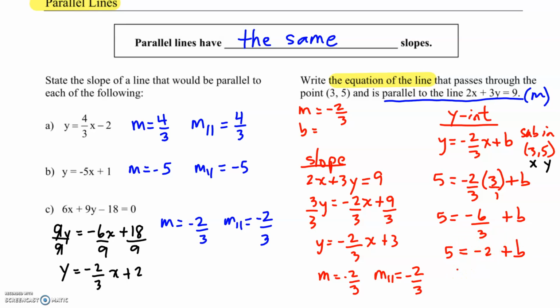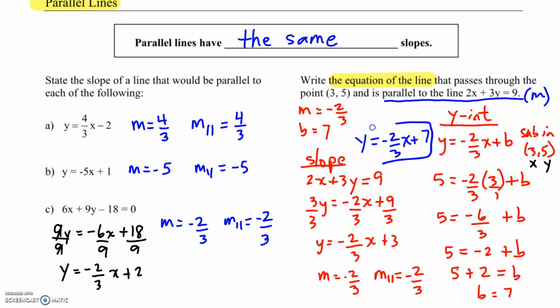So we'll move the 2 over. It becomes 5 plus 2 equals b. And now we have b equals 7. Okay, so I have my b. I have my m. Now I'm ready to write the equation of a line. So our final answer is y equals negative 2 over 3x plus 7.